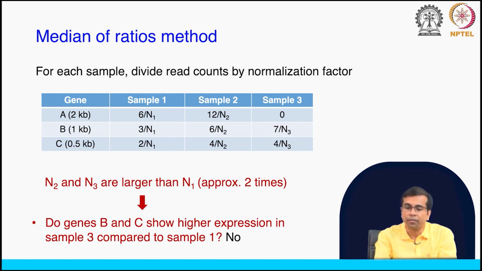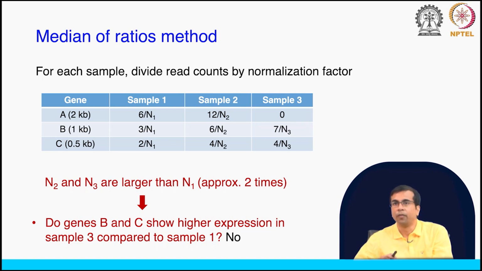So, if you now look at gene B and gene C here, N2 and N3 are 2 times larger than N1. Once you have completed these divisions, 3 by N1 will be almost similar in value to 7 by N3. And similarly, 2 by N1 will be very similar to this 4 by N3 value. What it means is that we have now addressed this RNA composition bias that we were talking about for all the methods. By discarding the genes where we have 0 value, calculating the geometric means, calculating these ratios and taking the median, we have addressed this RNA composition bias.